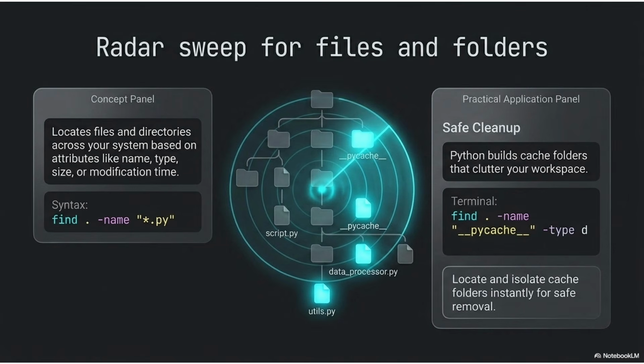The key distinction between grep and find is what they search. grep searches inside files for text patterns. find searches the file system for the files themselves. Use grep when you know what code you're looking for. Use find when you need to know which files exist and where they are. Both are essential, and they answer two different questions.